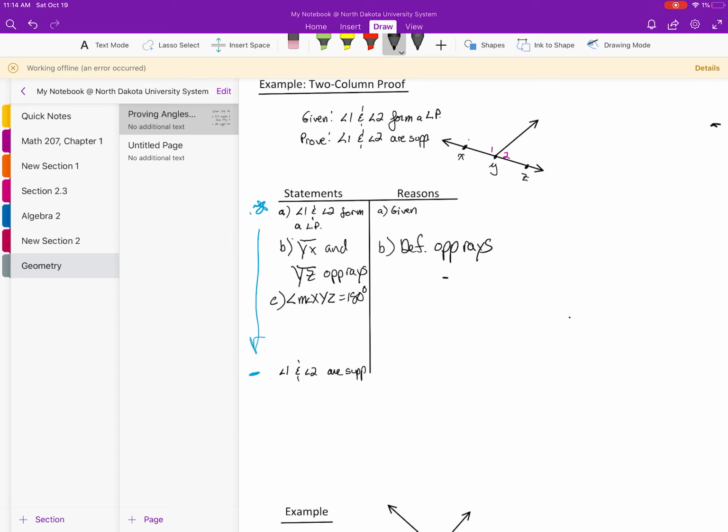Because that's a straight angle, right? XYZ, here's X, Y, Z. That's a straight angle, and we said a few minutes ago that a straight angle is formed by opposite rays. They are, in fact, 180 degrees. And that's by the definition of straight angle.